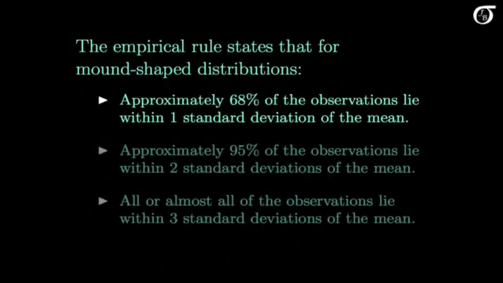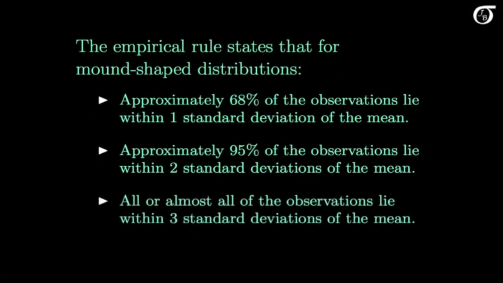The empirical rule states that for mound-shaped distributions, approximately 68% of the observations lie within one standard deviation of the mean. Approximately 95% of the observations lie within two standard deviations of the mean. And all or almost all of the observations lie within 3 standard deviations of the mean. Let's see what this looks like on a plot.